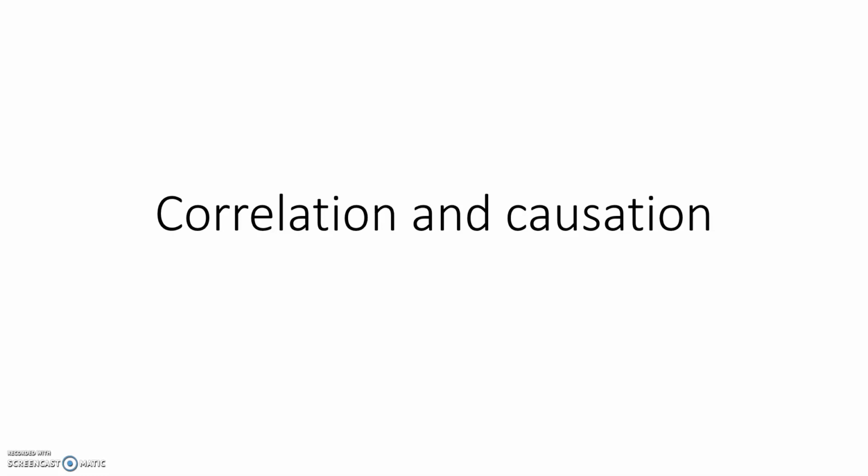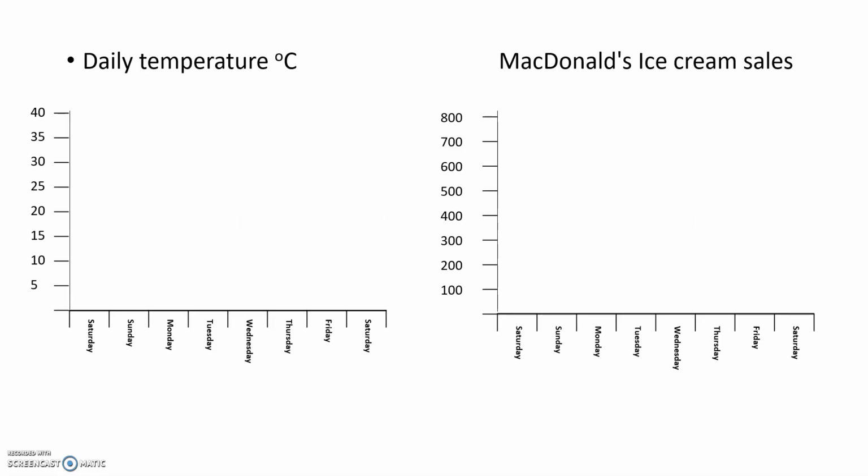So just a quick video trying to explain correlation and causation. To do this, we're going to try and do it via an example to hopefully get an understanding of what we're talking about. So we're looking at the daily temperature in degrees Celsius, and we'll go for McDonald's ice cream sales. So you'd expect if the temperature's hotter, you're probably going to sell more ice cream.